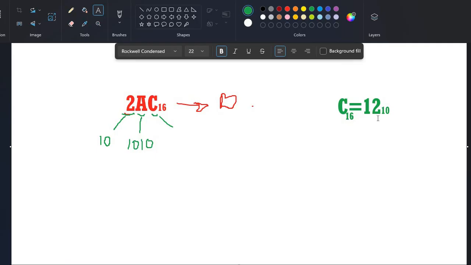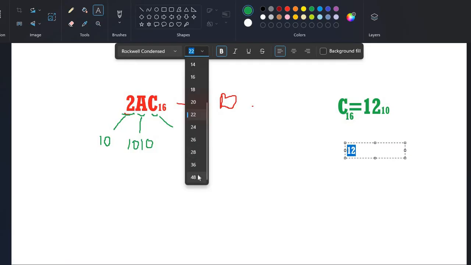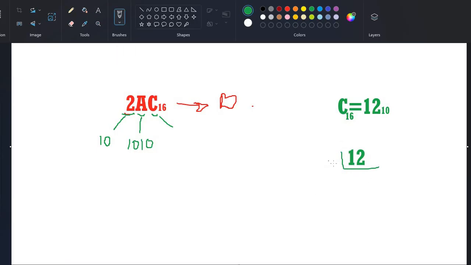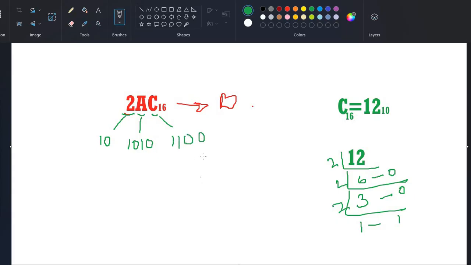So now we have to convert this into binary equivalent. So how you will convert this? 12, write it this way, 12. So we'll divide by 2, 2 6s are 12, so remainder is 0. 2 3s are 6, so remainder is 0. 2 1s are 2, so remainder is 1. So 1 1 0 0. This is the binary equivalent of this hexadecimal number, that is C.